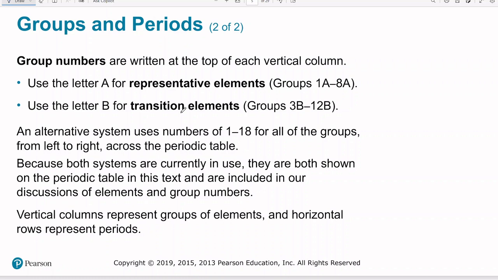Because both systems are currently in use, they're both shown on the periodic table in this text and are included in our discussion of elements and group numbers. Vertical columns represent groups of elements and horizontal rows represent the periods.